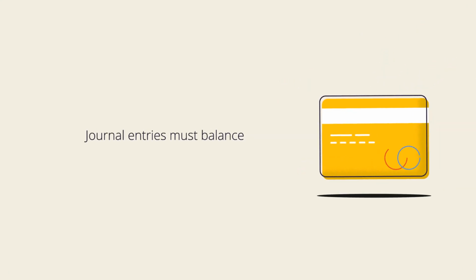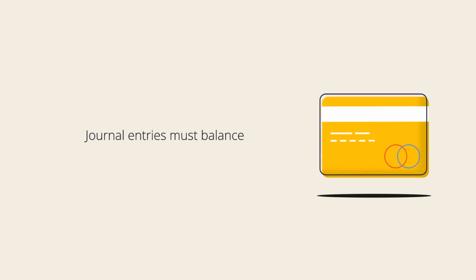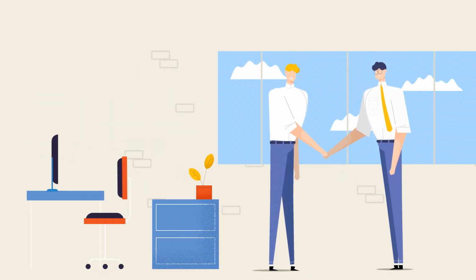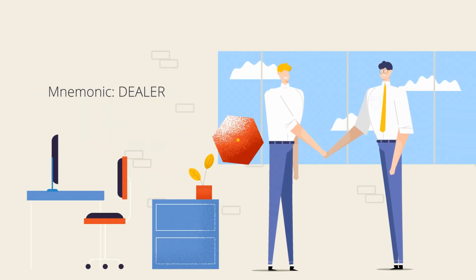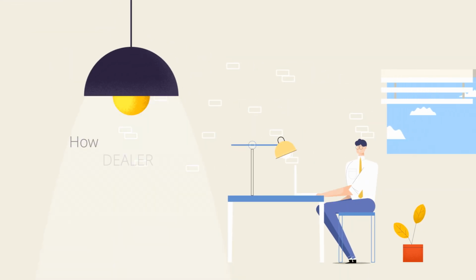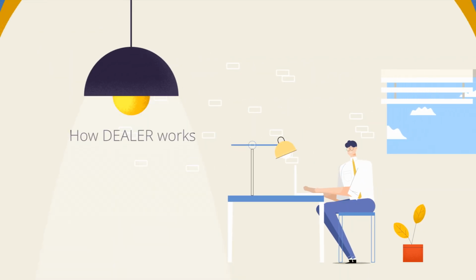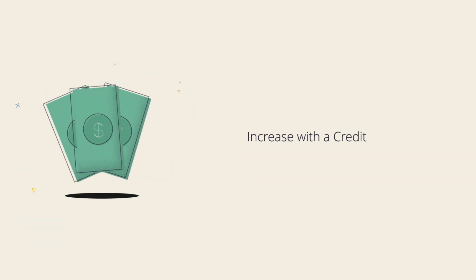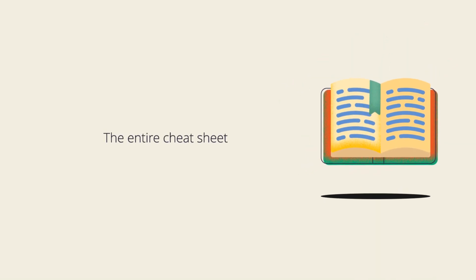We keep it balanced using journal entries, where for every single transaction, the total debits must equal the total credits. But what do you debit and what do you credit? For that, we use my secret weapon mnemonic, DEALER. Here's how it works. Dividends, expenses, and assets. These accounts increase with a debit. Liabilities, equity, and revenue. These accounts increase with a credit. That's the entire cheat sheet we need. Now let's get started.